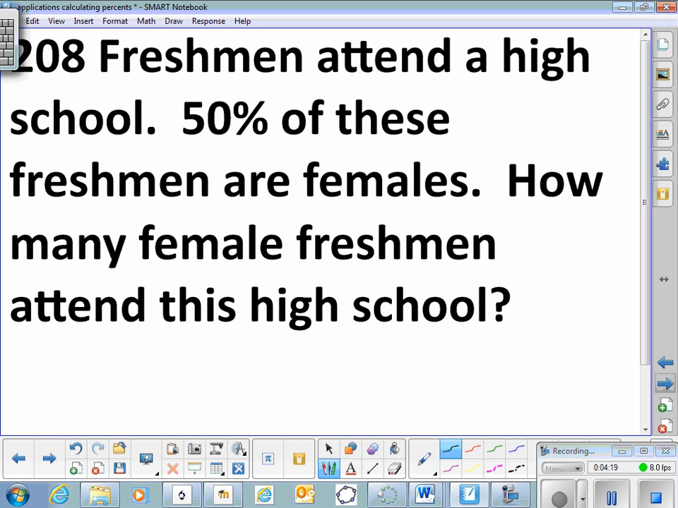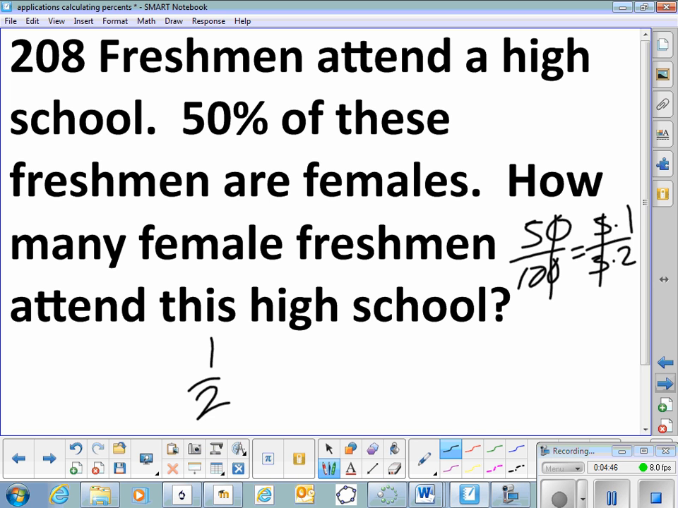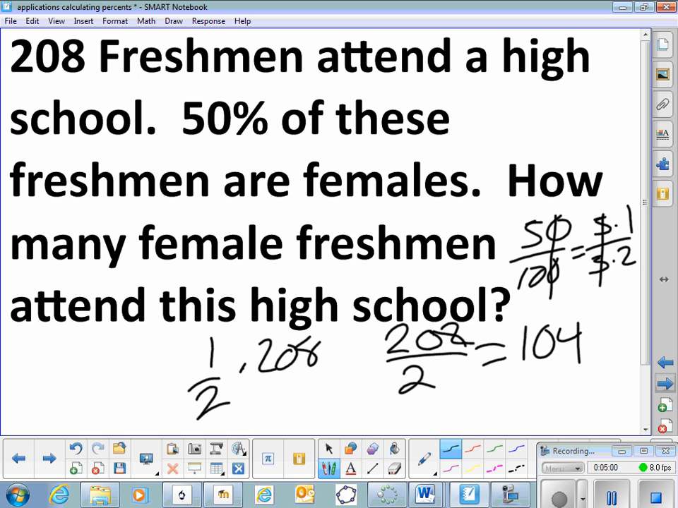Let's say we have 208 freshmen attend a high school. 50% of these freshmen are females. How many female freshmen attend this high school? But one thing about 50% is that 50% would be 50 out of 100. 5 out of 10 is 5 times 1 out of 5 times 2. So we could reduce that to 1/2. 1/2 times 208. Well, that's the same as 208 divided by 2, which is 104. Half of 208 is 104.